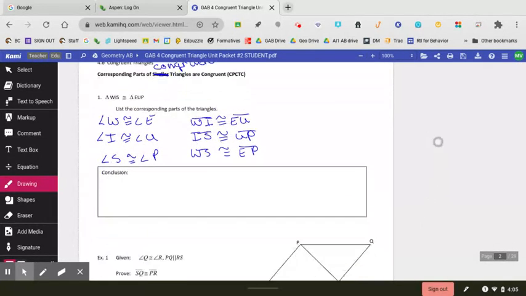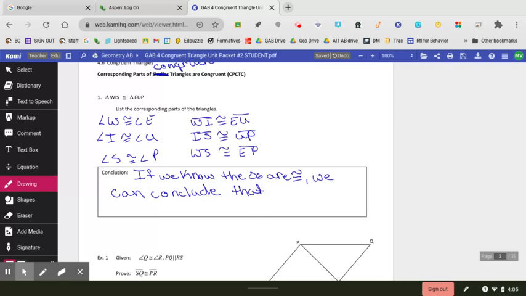So our conclusion is, if we know the triangles are congruent, we can conclude that any of the corresponding parts are congruent.